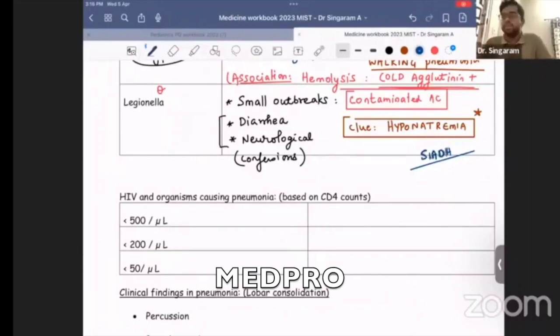Okay, I think this time in the January exam, there were two clues which were given. One was regarding the contaminated ACs. The second clue given in the question was regarding hyponatremia in a patient with pneumonia. In this setting, you have to think about Legionella infection. Are you able to follow this? So please keep in mind, this is a possible question which can be repeated again also.